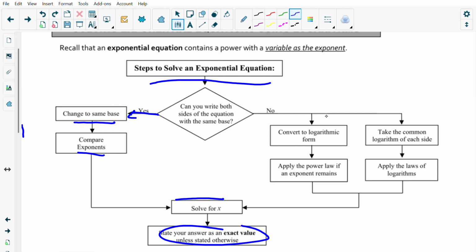State your answer as an exact value. If no, then you have to convert to logarithmic form or take the common log of each side. Once you convert to log form, apply the power law if an exponent remains, solve for x. If you take the common log of each side, apply the laws of logarithms, and continue the path to solve for x.